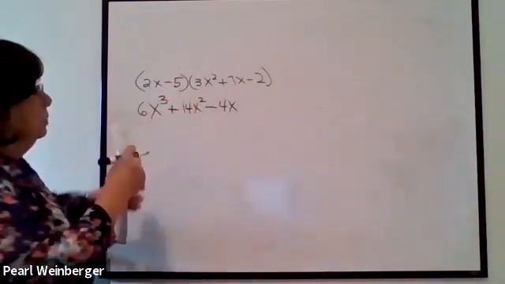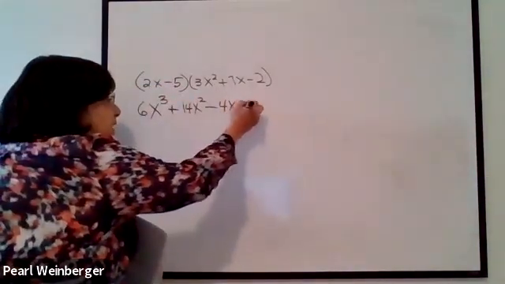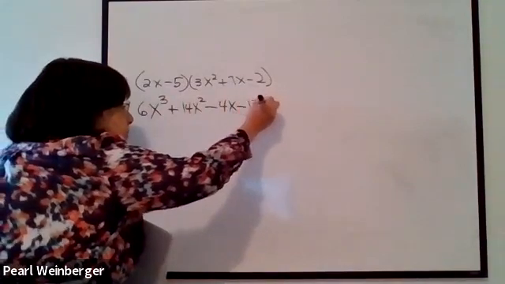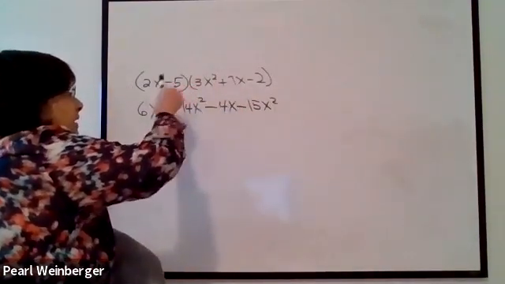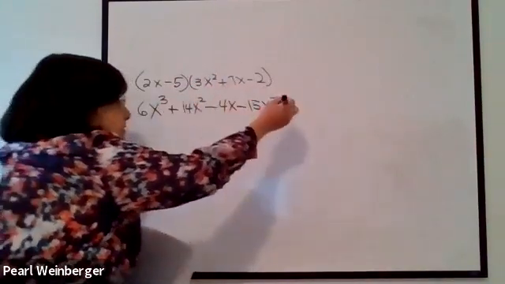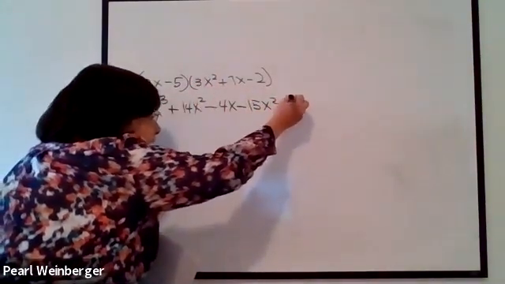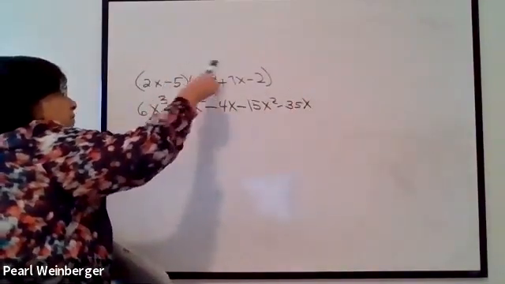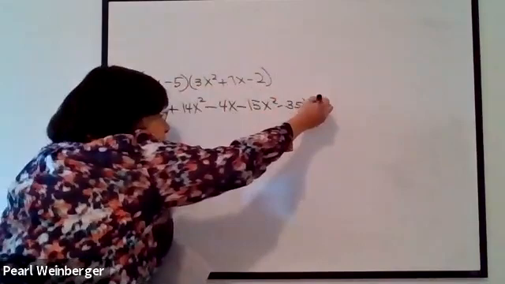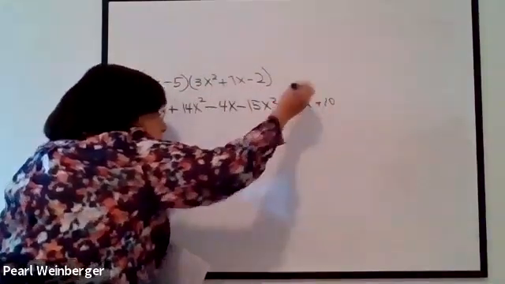-5 times 3x squared will give me -15x squared. Then I'll do -5 times 7x. So -5 and 7 is -35x. And finally, I'll do the -5 times the -2, which will give me +10.